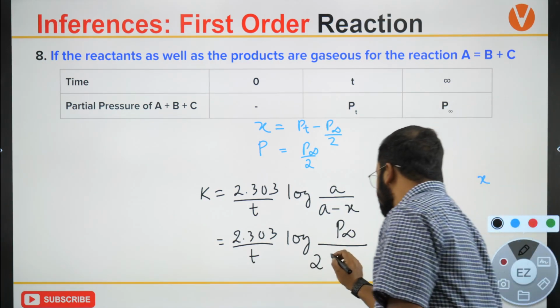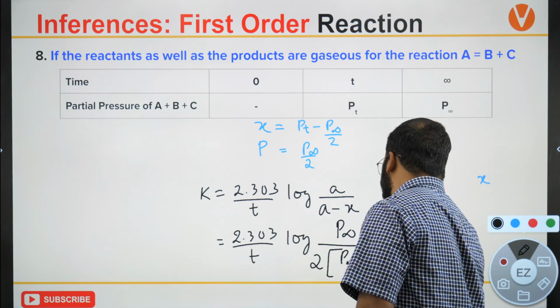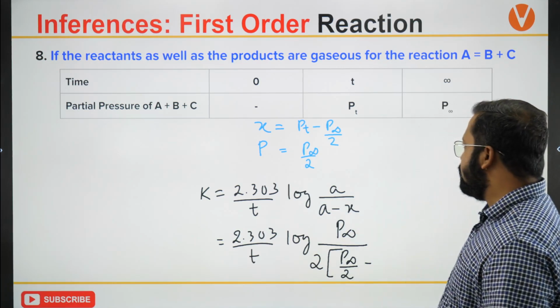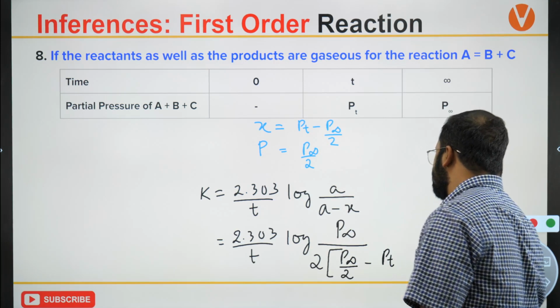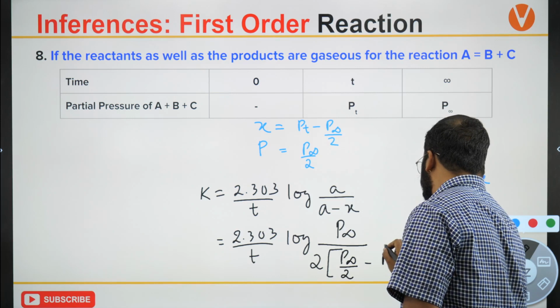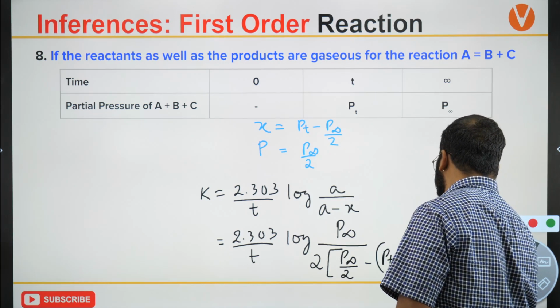Okay? And this will also be written as P infinity by 2 minus what is X? Pt minus P infinity by 2.